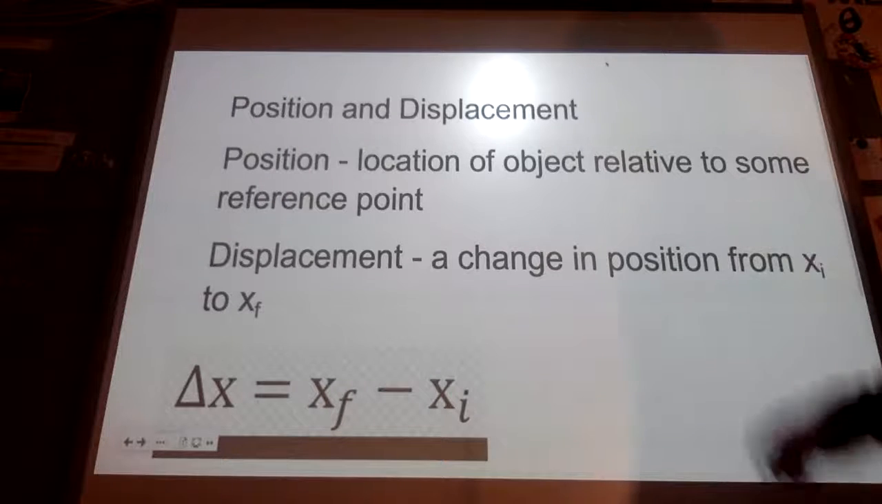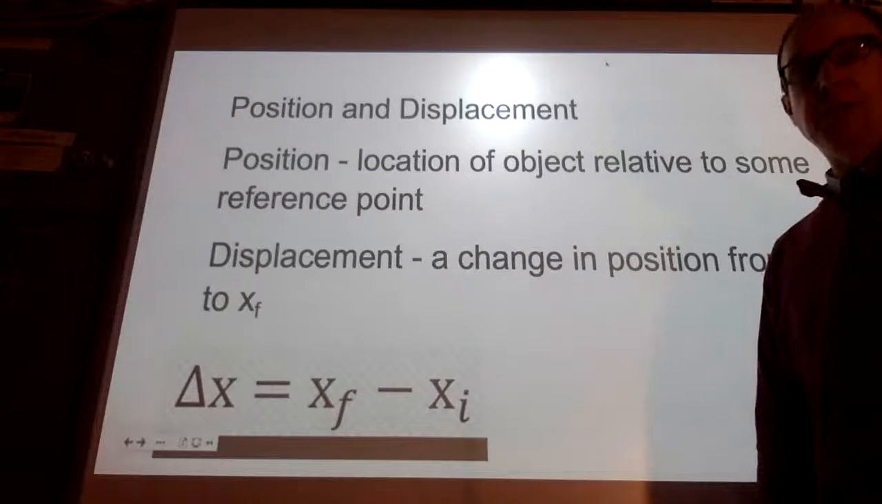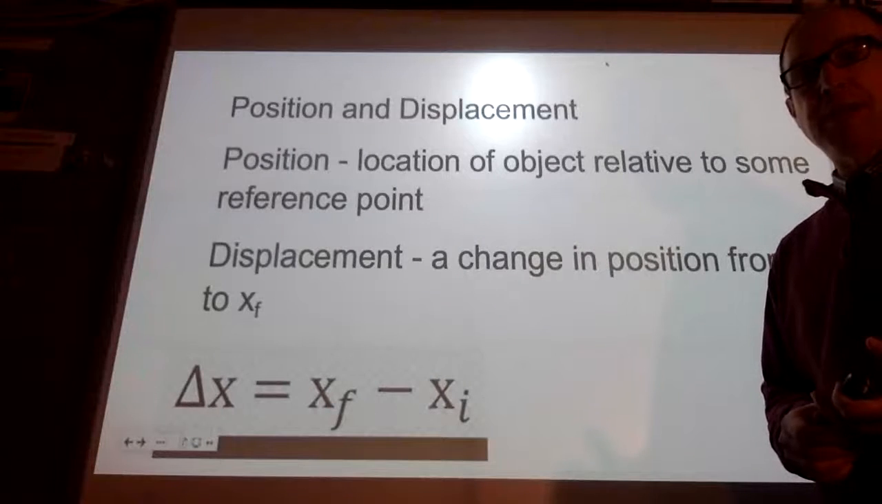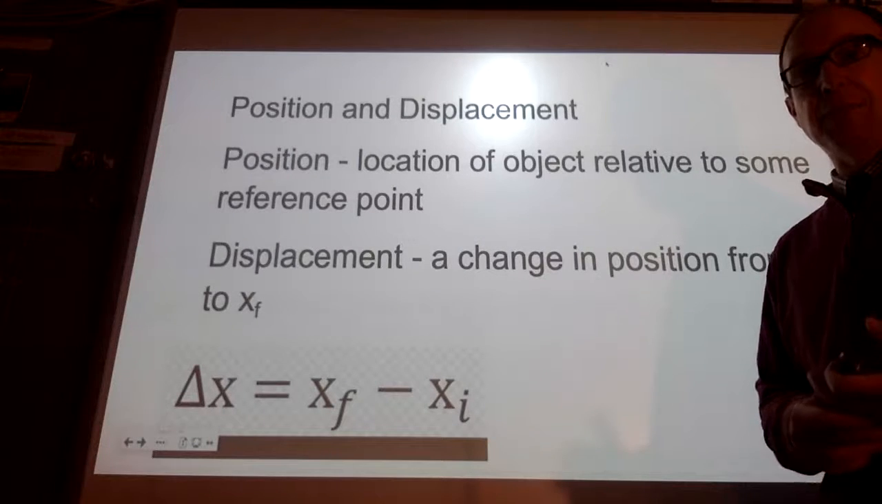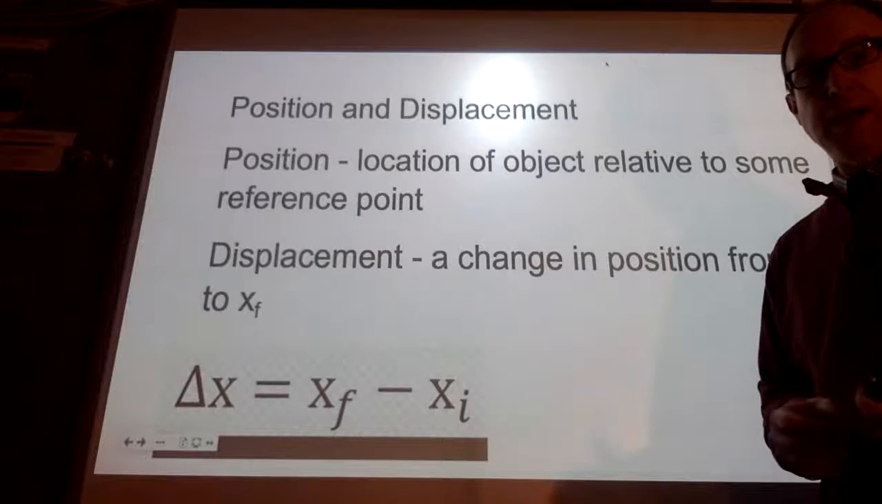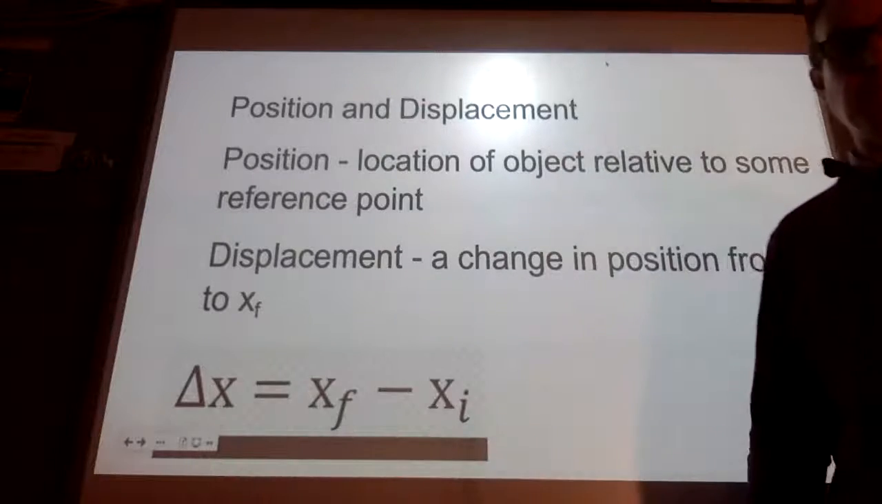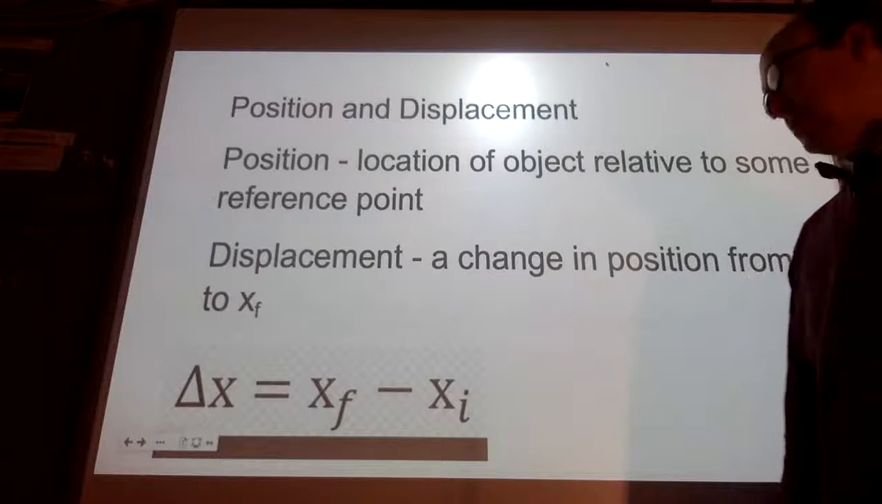All right, so we're going to start with position and displacement. Position is going to be where something's located. Displacement is going to be a vector that represents the difference between where it started and where it ended up. When we see a delta in front of something, we take the final position minus the initial position.